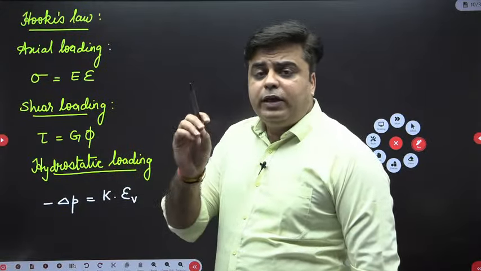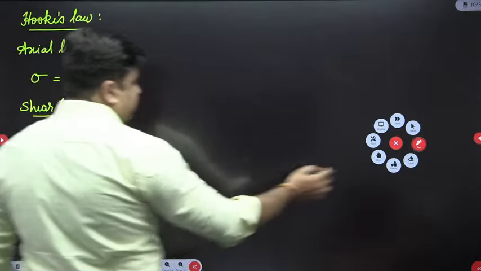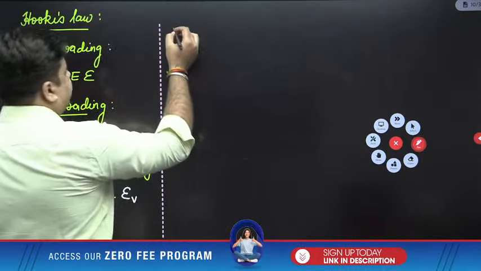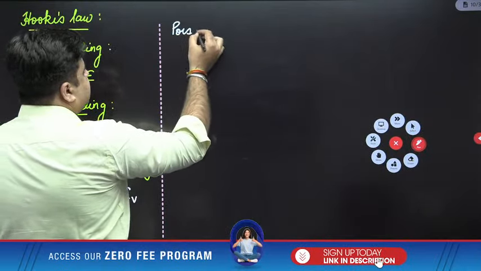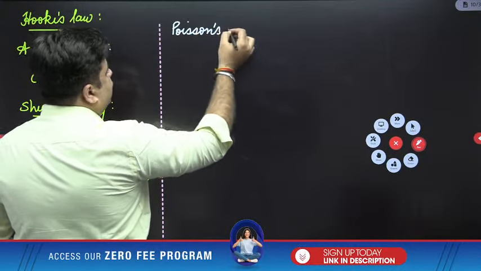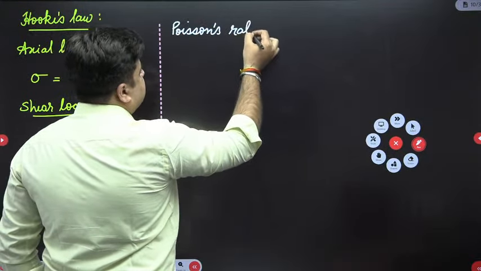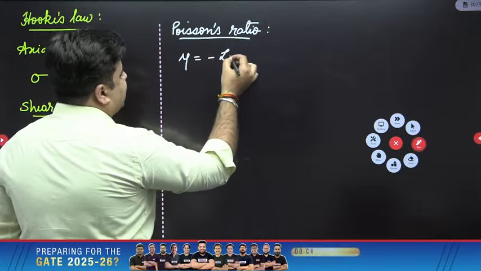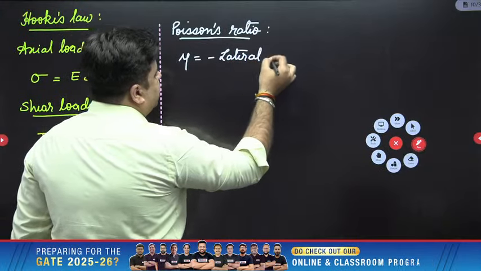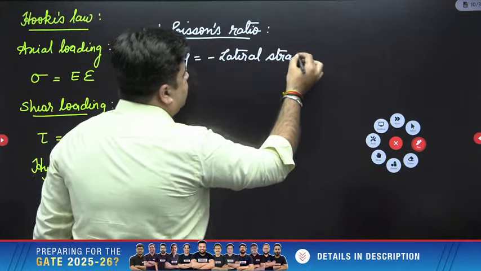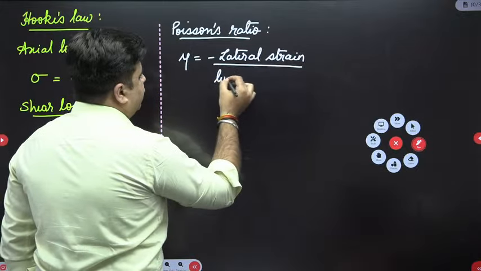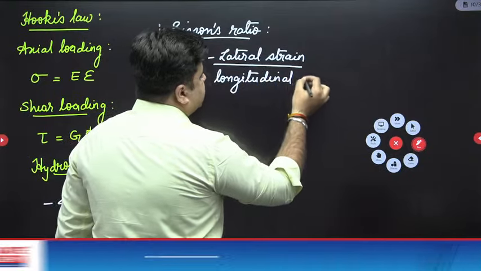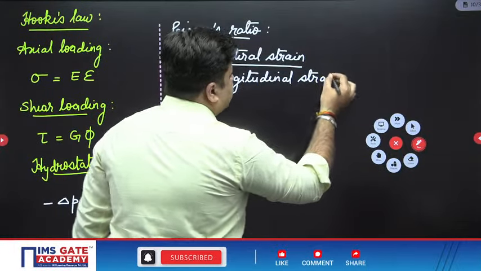Apart from this, we have one more constant which is termed as the Poisson's ratio. Now sir, what is Poisson's ratio? Poisson's ratio is defined as minus of lateral strain to longitudinal strain.